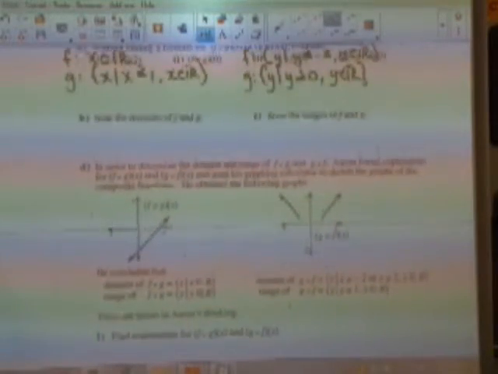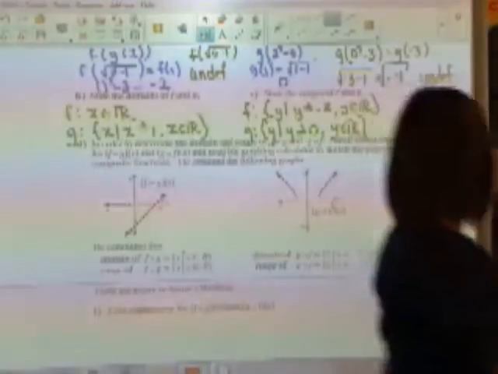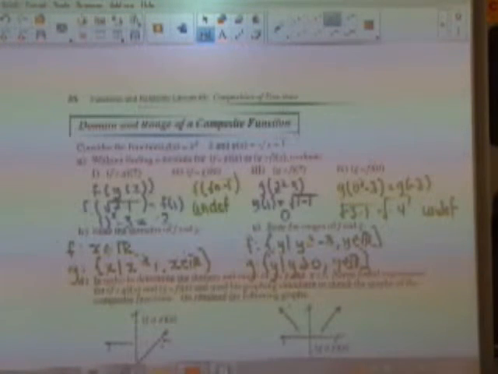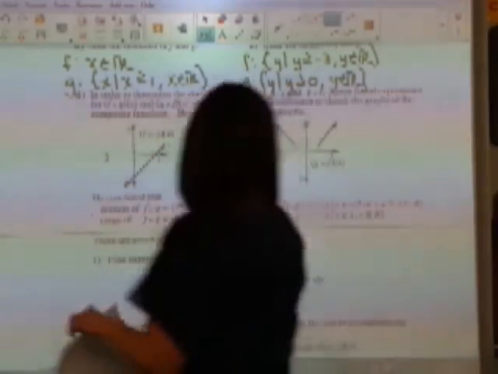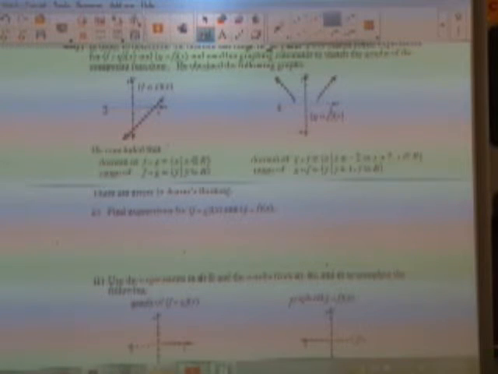So in order to determine the domain and range of the composite functions, Aaron found expressions for f of g of x and g of f of x, and used his graphing calculator to sketch the graph of the composite functions, and he obtained the following graphs.